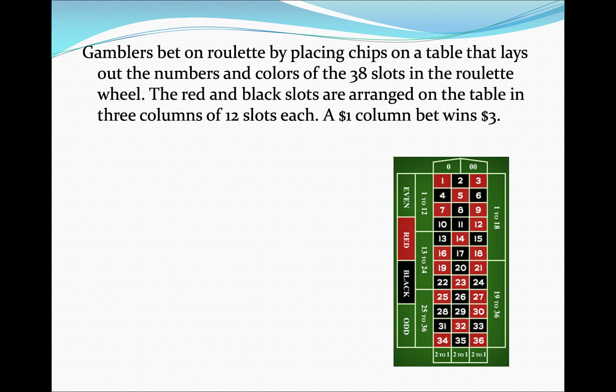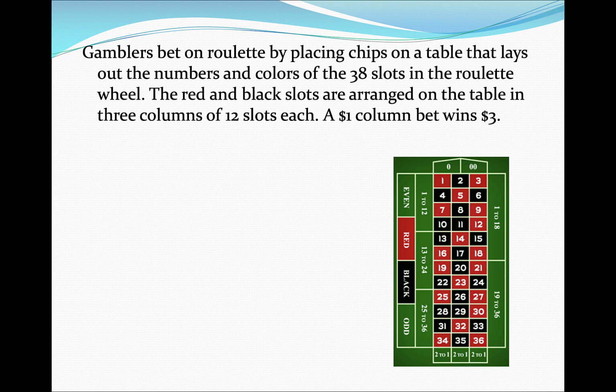One of the things that you can do is bet what's called a column bet. You can see that the numbers there, the red and blacks, are laid out in 3 columns. Basically, the first column is the numbers 1, 4, 7, 10, 13, 16, 19, and so on. So you see that we have those numbers listed out in that column. A column bet basically means if anything in your column is where the ball lands, then you win. Otherwise, you lose. So let me read the scenario. Gamblers bet on roulette by placing chips on a table that lays out the numbers and colors of the 38 slots in the roulette wheel.